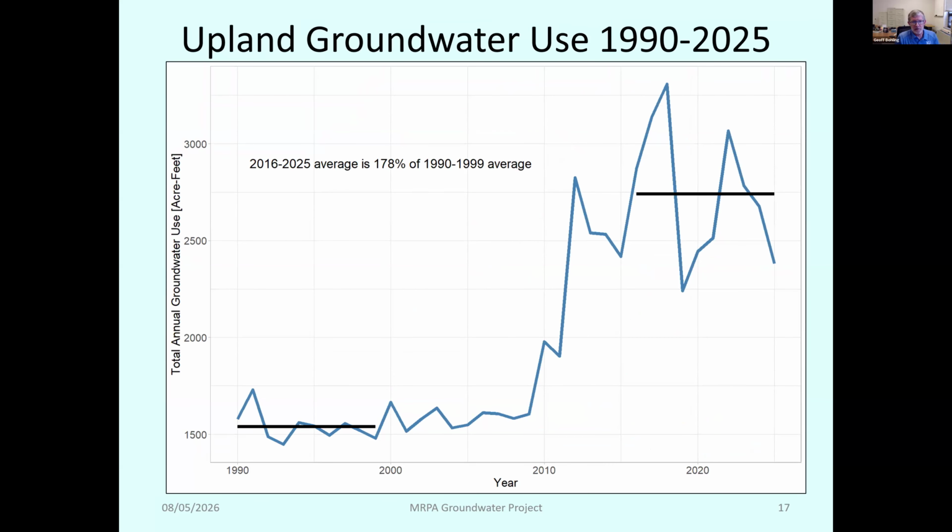And so that's that curve expanded. And you can see that, from about 2008 to 2012, there was a notable increase in groundwater use in the uplands. And then it's more or less leveled off. I mean, it fluctuates, but there hasn't been really a systematic increase since then. So the groundwater use for the last 10 years is about 178% of the groundwater use for the first 10 years.